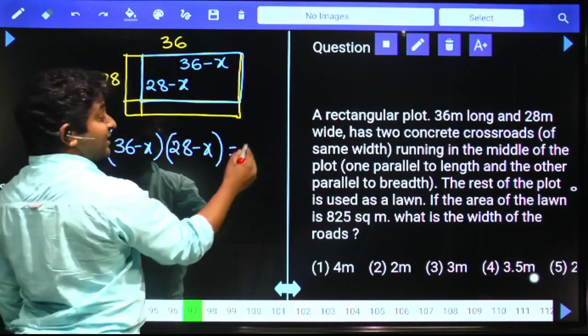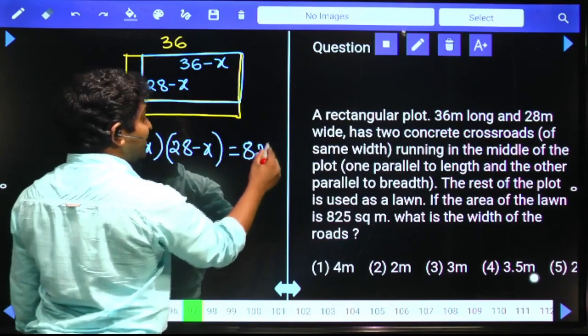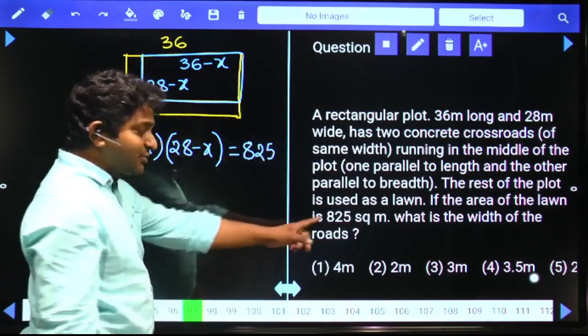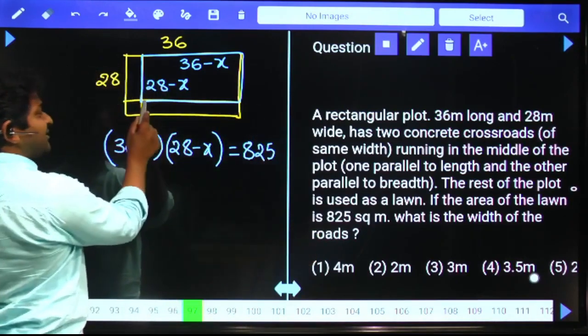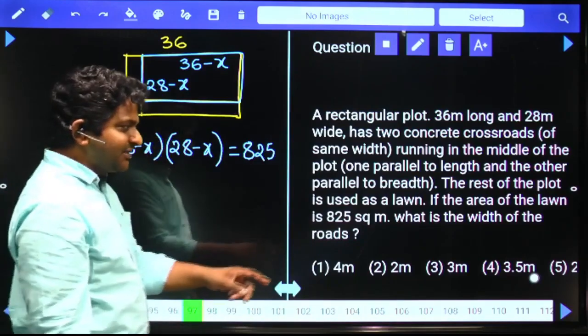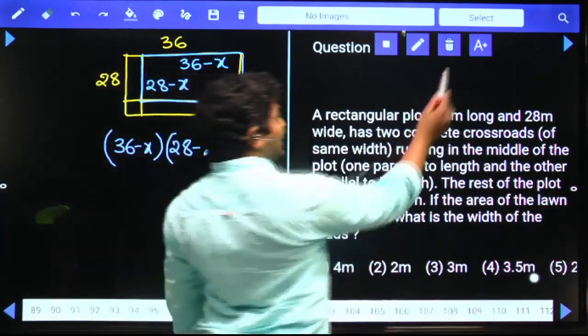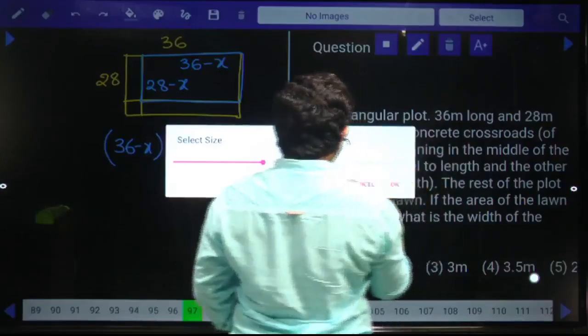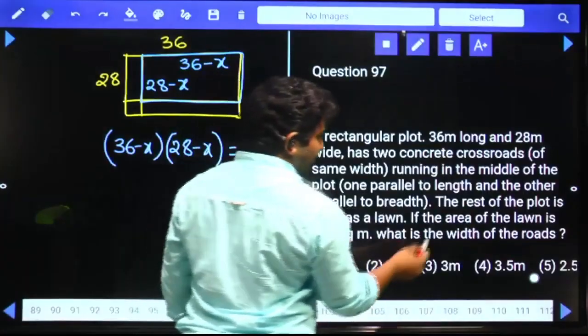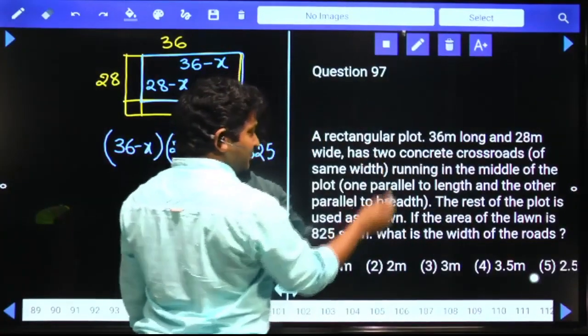This is used as lawn and that is equal to 825. Your question is to identify the width of the road. The width of the road is treated as x. We need to calculate the x value. Instead of going for simplification and getting the answer, what I would like to do is go from the answer options to the question.